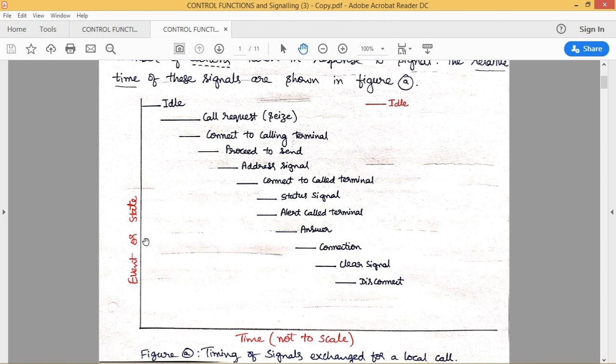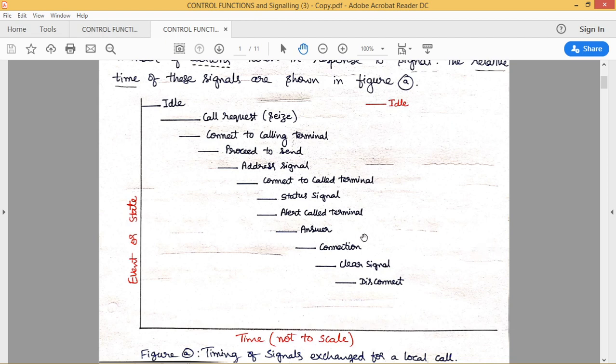Of course, before he starts communicating, a connection is established by the exchange. A complete connection is completed from the calling person to the called person. Once the connection is completed, both end users can start conversation and communicate with each other.